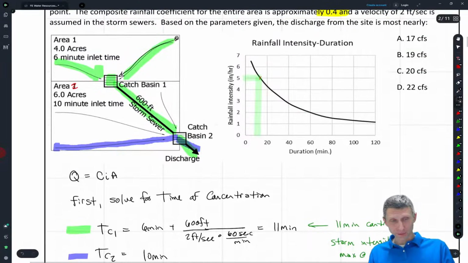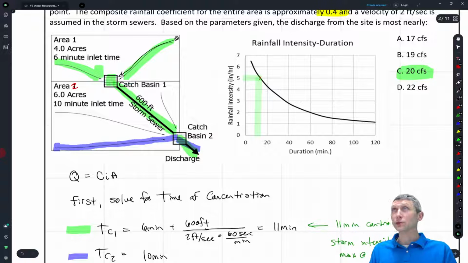Okay, so we can come back up here. We got our 20 cubic feet per second. So we're pretty good. All right, so that's pretty cool.